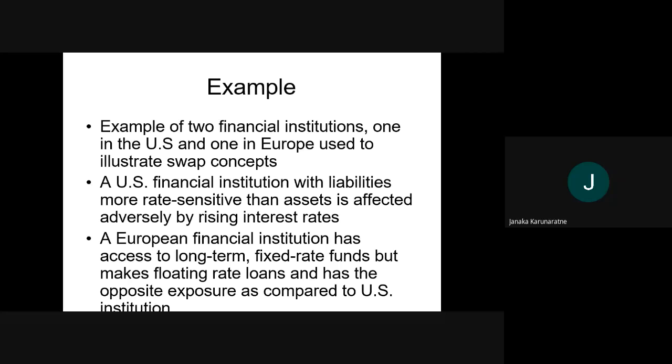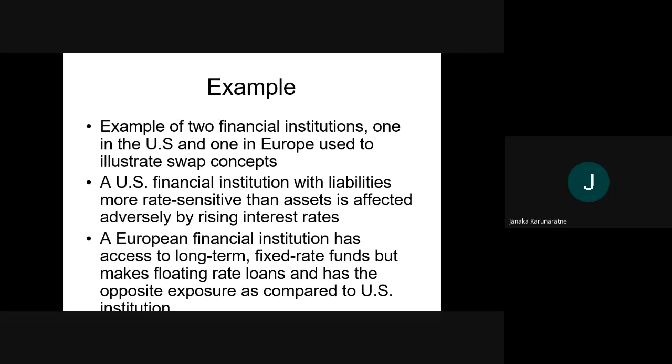What is the risk? Decrease in lending rates. Decreasing interest rates. Okay. So if the interest rate decreases, what happens? Because it has fixed rate deposits, long-term funding, but floating rate loans. If the interest rate declines, your income from loans will decline, but you have to pay a fixed interest rate of whatever percentage to your funders. So that's the opposite.